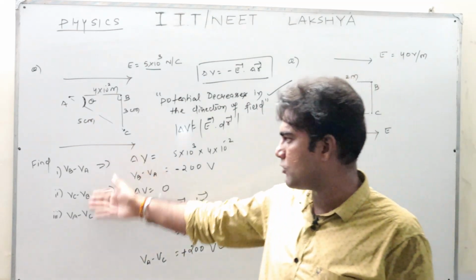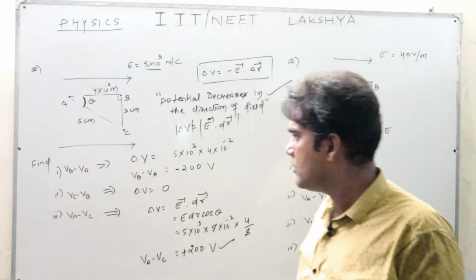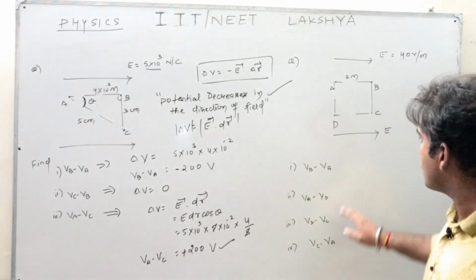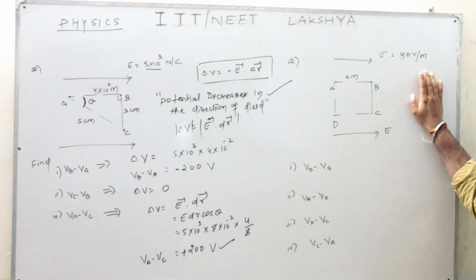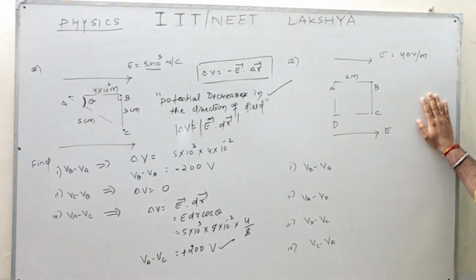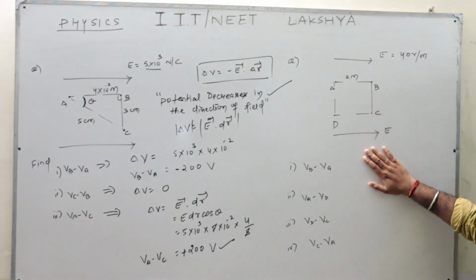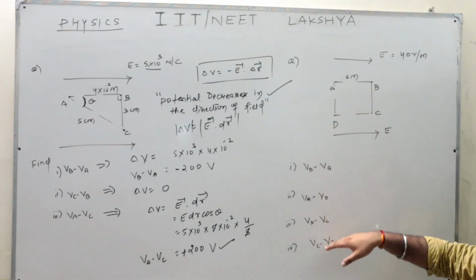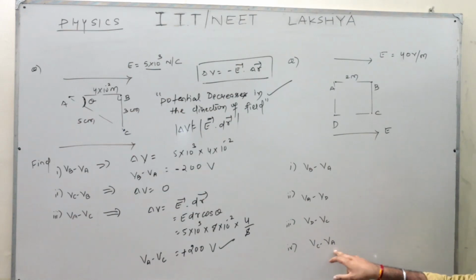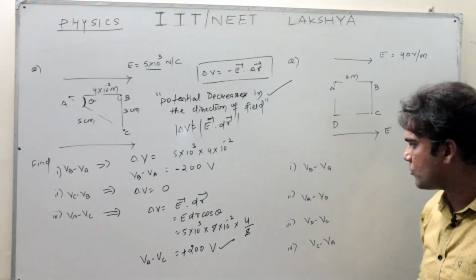So that was your 3 parts question. So let us move to the next question now. Let us see here. The electric field here is given as 40 volts per meter, and this is a uniform electric field. Here a square of side 2 meters is there, and they are asking VB minus VA, VA minus VD, VD minus VC, and VC minus VA. So let us do them one by one, dear students.